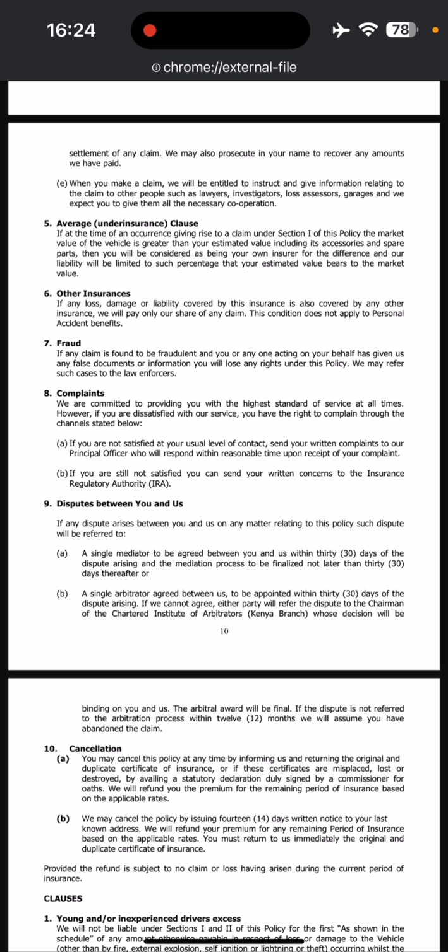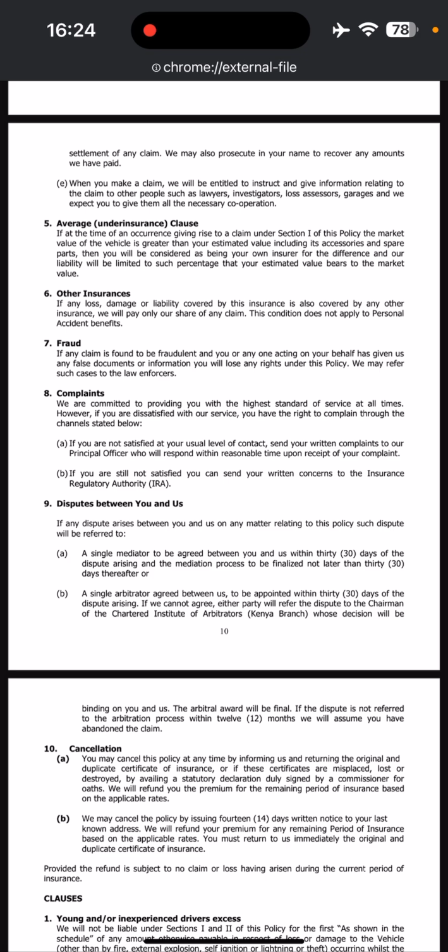Yes, exactly. So fraud, do not commit fraud. If any claim is found to be fraudulent and you or anyone acting on your behalf has given us any false documents or information, you will lose any rights under this policy. We may refer such cases to the law enforcers.